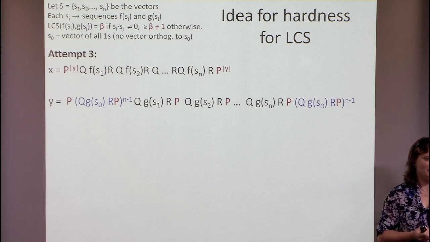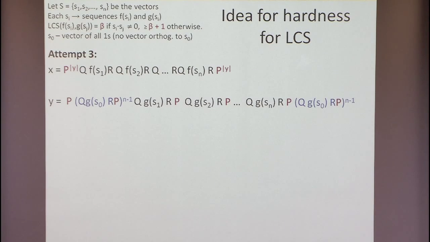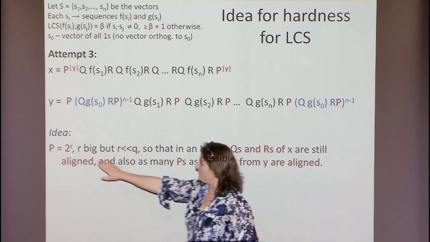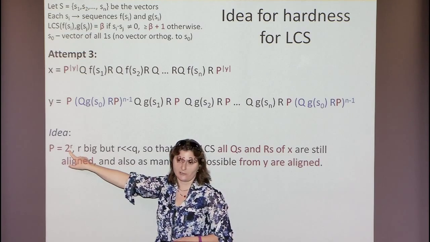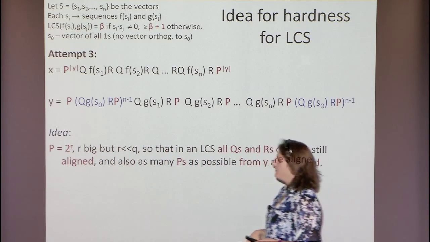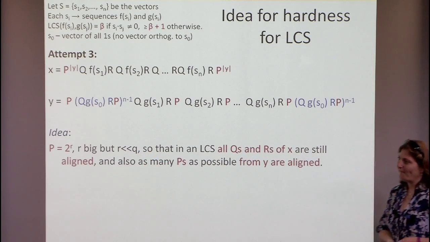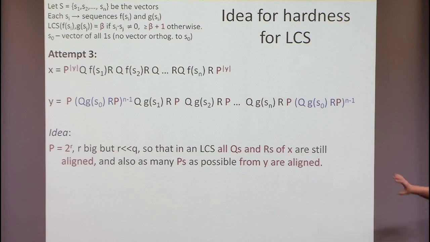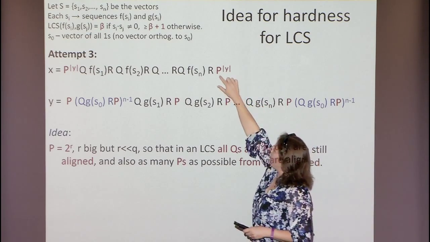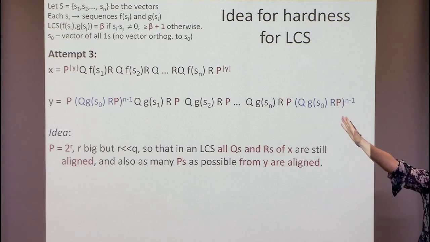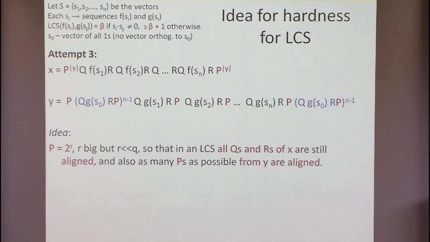So now what we do, we pick a P. P is a letter that doesn't appear anywhere else, repeated R times, and R is big, but it's smaller than Q. Now what I do is I put P repeated the length of Y times over here, and P repeated the length of Y times on the left as well. This only at most triples the length of X.